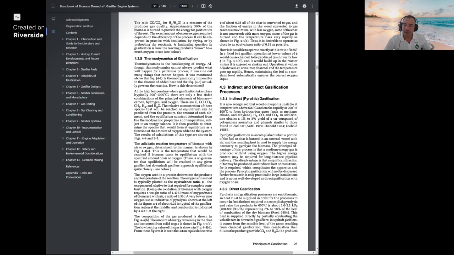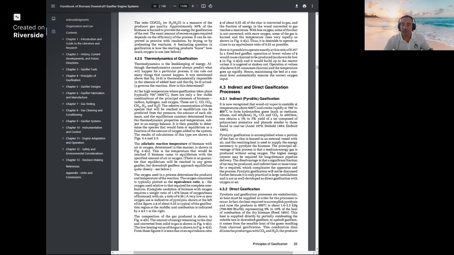How is it possible to operate exactly at this ratio of 0.25 in a fixed bed gasifier? Operating at lower values of the equivalence ratio would cause charcoal to be produced, and it would build up in the reactor unless it is augered or shaken out. Operation at values of the equivalence ratio above 0.25 consumes charcoal and the temperature goes up rapidly. Hence, maintaining the bed at a constant level automatically ensures the correct oxygen input.